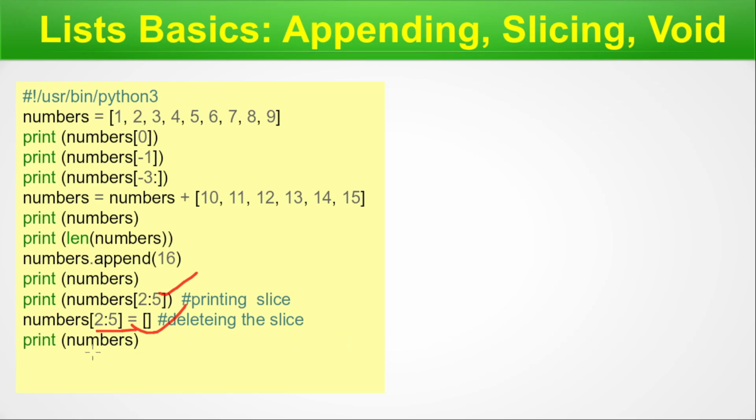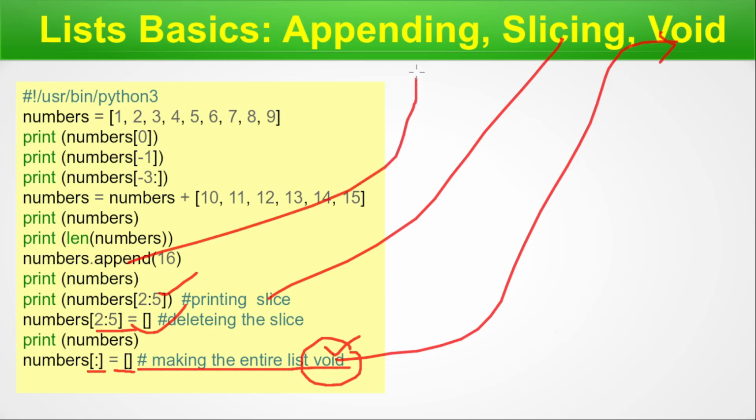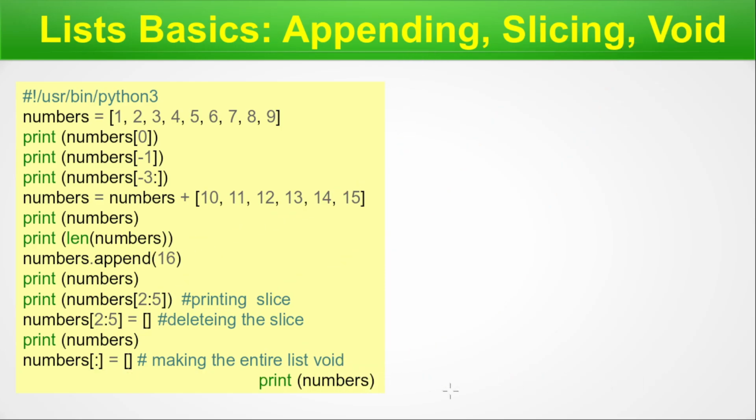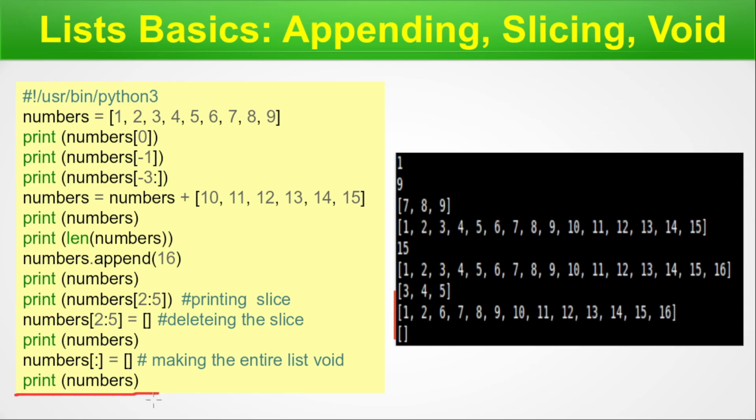Next, we print the numbers. Further, we have our slice, making the entire list void from beginning to end. We are making this, so this will create a void. So you can see we are voiding here. So we had slicing, we had appending, and we had void here. Next we print numbers, and finally we get the output once we run this particular code.